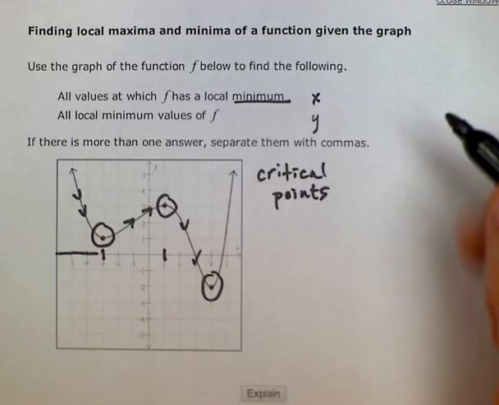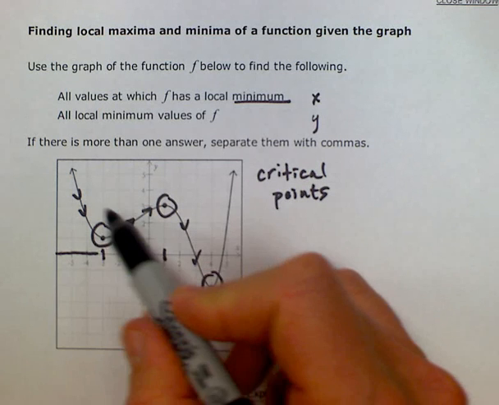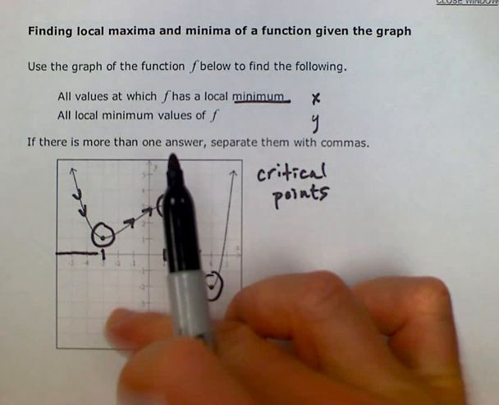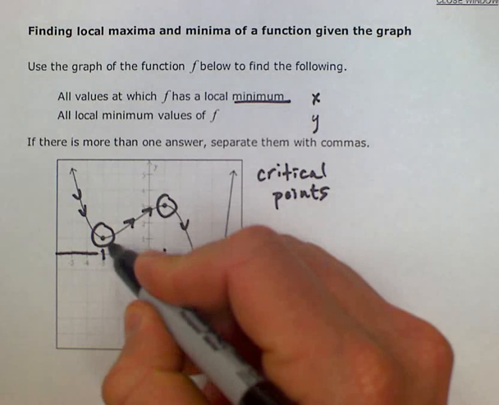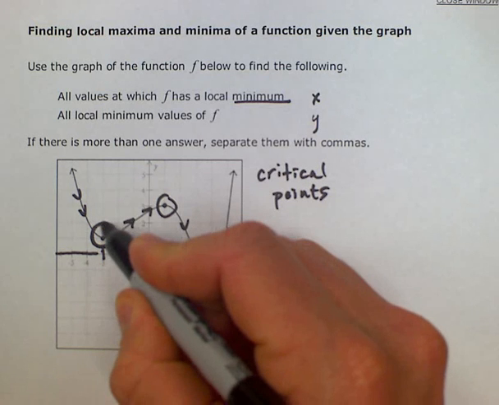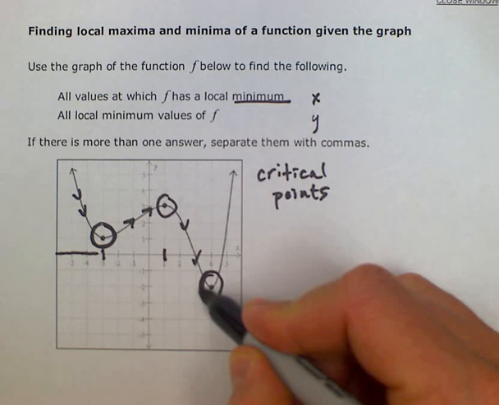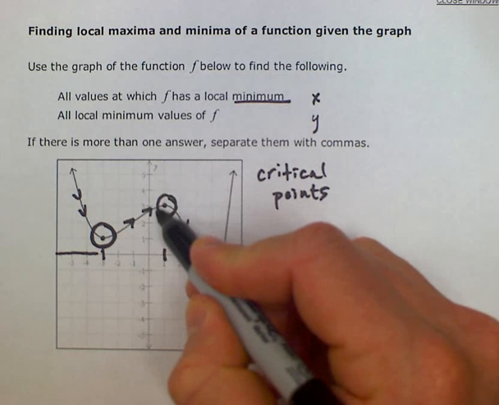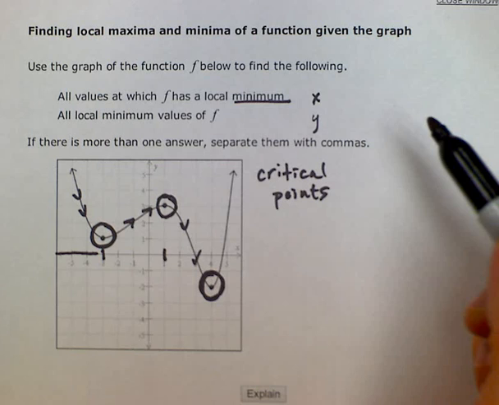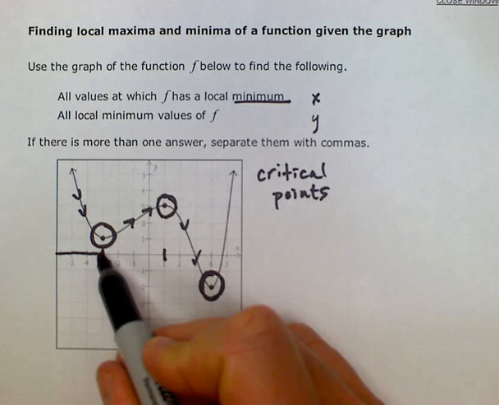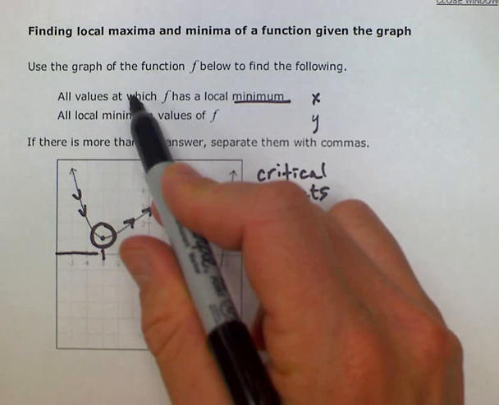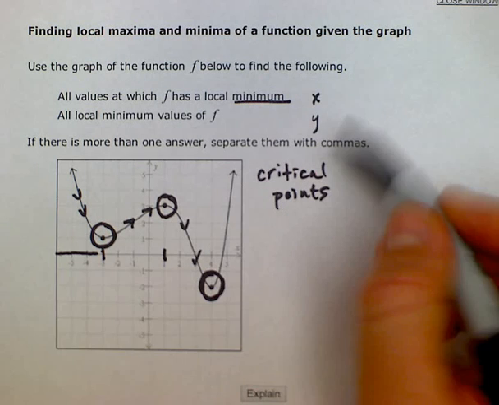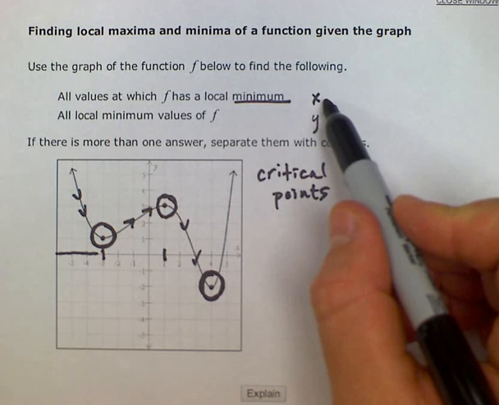Where you see that they're in the area, there's going to be no values below it. So this one here and this one here are going to be your local minimum, where this one would be a local maximum because there would be no height above it. Okay, so here what we're looking for is all values at which f has a local minimum. So at which x values will you find those local minimums?